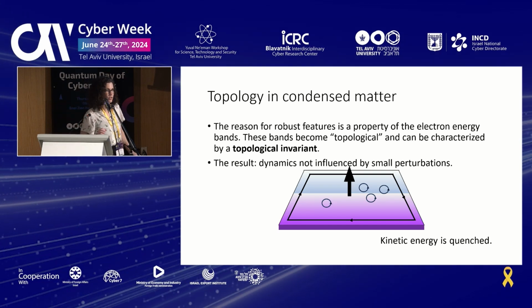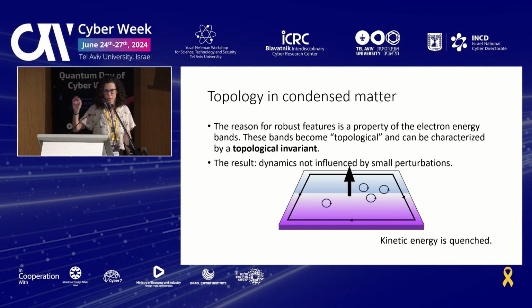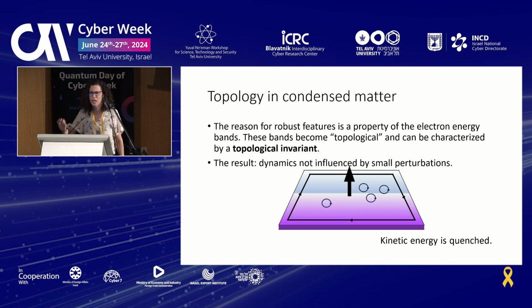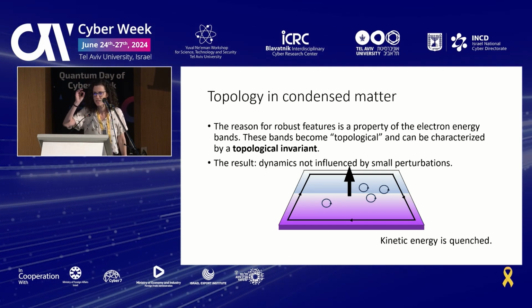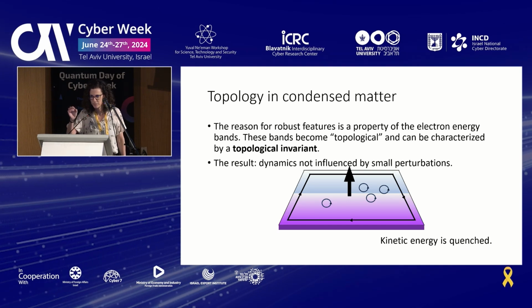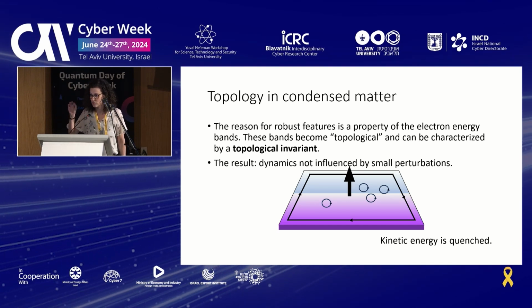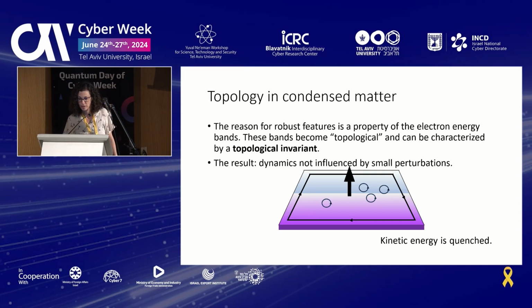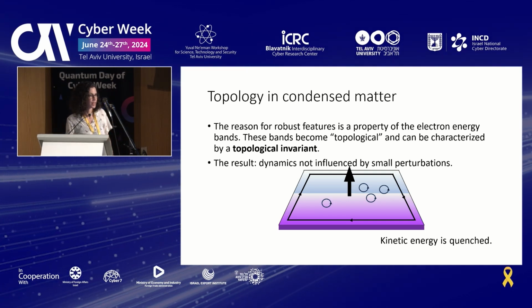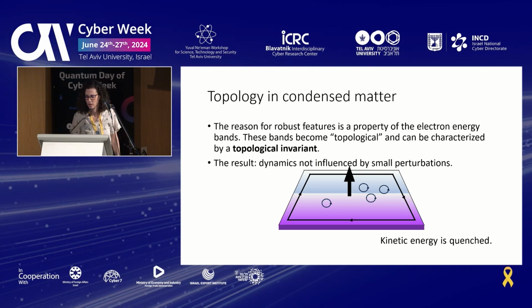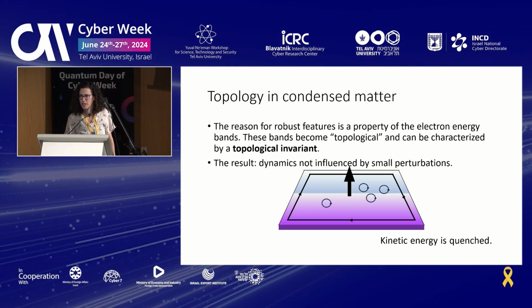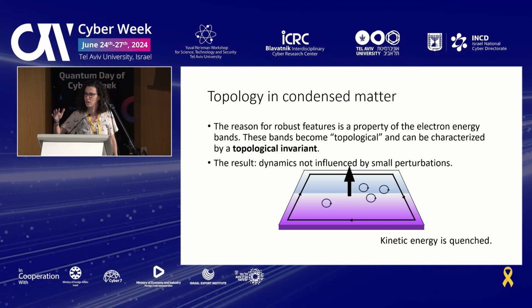They are characterized by what is known as a topological invariant. We use the mathematical theory of topology to describe it. This is something that I'm not getting into. But there is a characterizing integer to this system that cannot be changed by small or smooth perturbations to this system. Okay, so what is the result? The result is that the dynamic of the electrons, and there are many of them, is not influenced by small perturbations. And another way to understand it is that magnetic field completely quenches the kinetic energy.